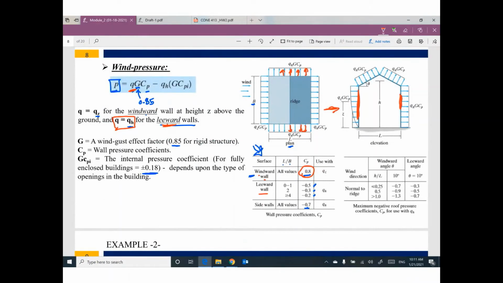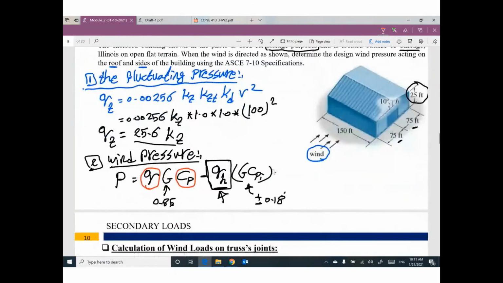CP for leeward, we have three different values, depending on the relationship between L and B. L is parallel to the wind direction, B is perpendicular to the wind direction. So this building looks like this.